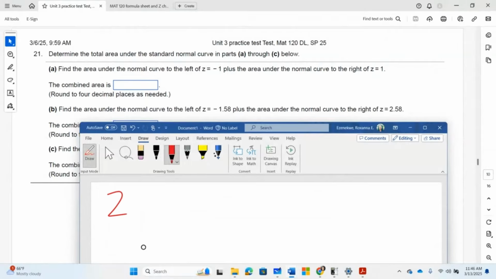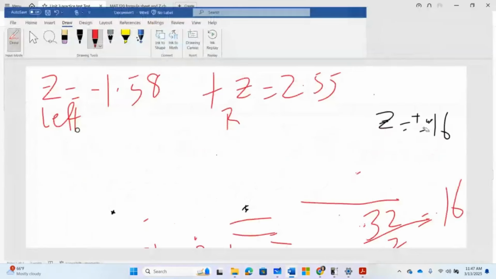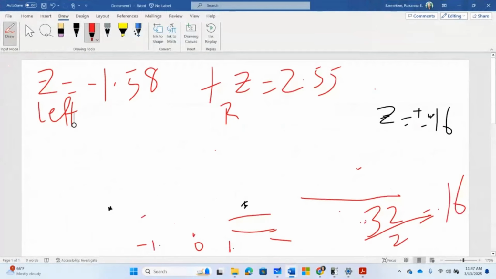So I have Z equal to negative 1.58, plus, I'm also told the area to the left, and then plus the area to the right of Z equal to 2.55. All right. So I am going to draw different diagrams for this.